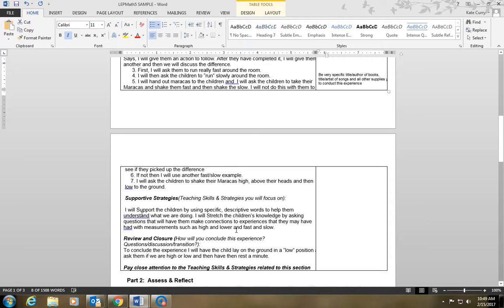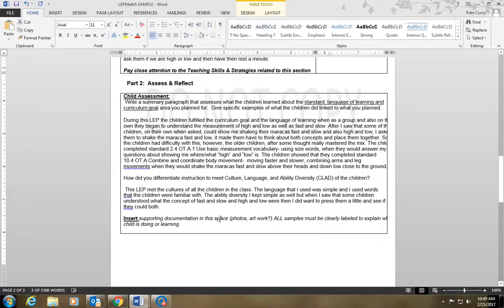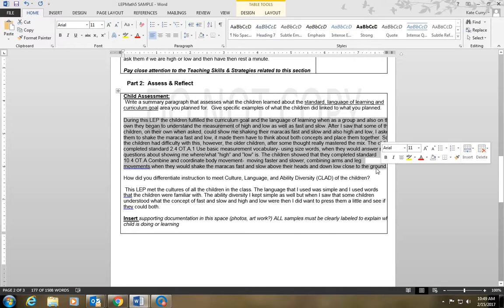And so you see here how they're going to support and stretch. And notice they don't just say support, but they tell what strategies of support. So again, go back to your purple manual and don't just say support, but tell how you'll support or how you will stretch. The last piece is the assessment piece. And this is where you talk about what the children learned. So in math and in the language of learning, whether it's the elements and processes or the curriculum goal, you're going to discuss specifically what did the children do and what did they learn based upon your plan.